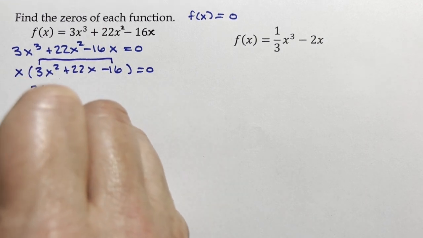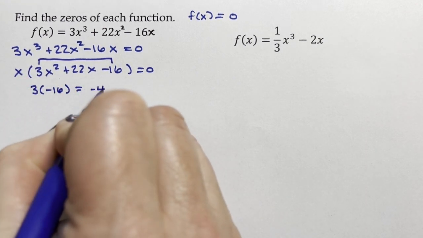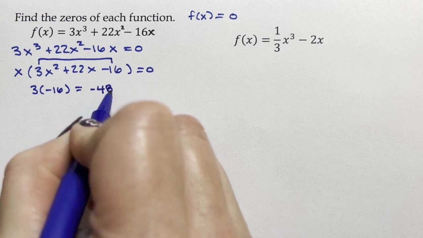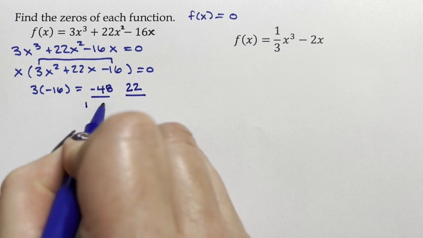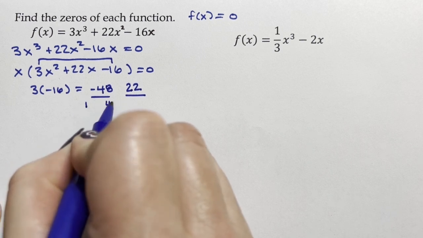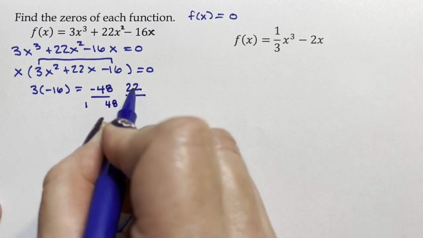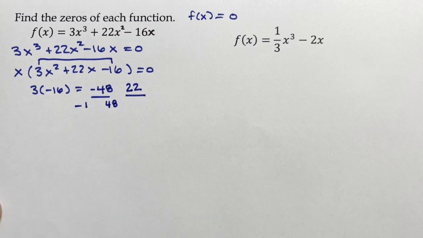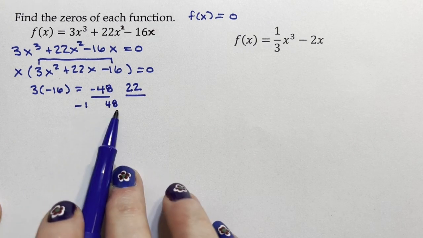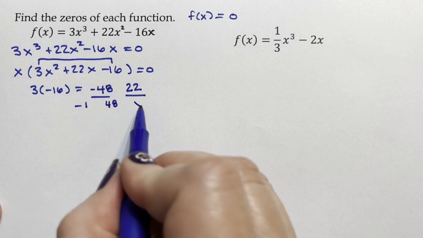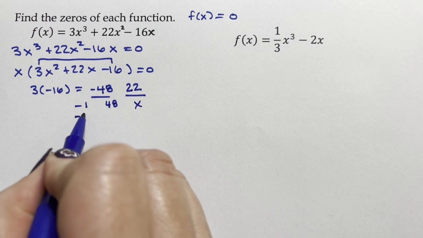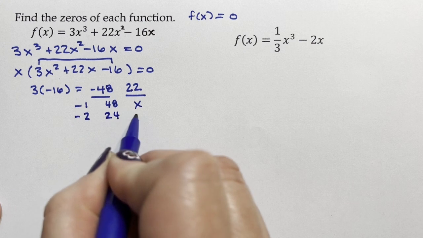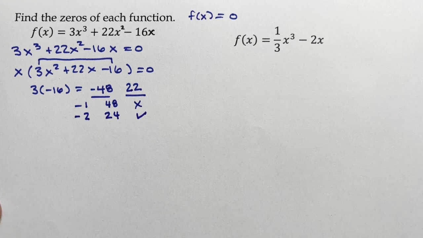3 times negative 16 is negative 48, and I need two numbers that multiply to negative 48 and add up to 22. I'm going to start with 1 and 48 and try to find a pair that adds up to something positive. So it's going to be a negative 1 and 48 because that multiplies to a negative and adds up to a positive. That is not the correct pair. Negative 2 and 24, however, works.